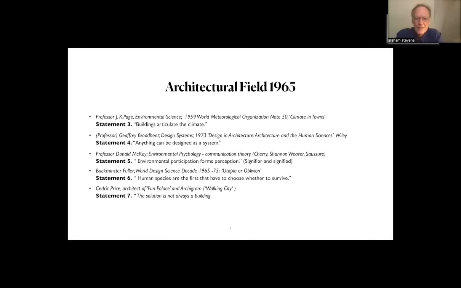At the same time, I was studying architecture at university under Professor J.K. Page, Professor of Environmental Science. He was a leading meteorologist. He wrote The Climate in Towns, a note for the World Meteorological Organization.